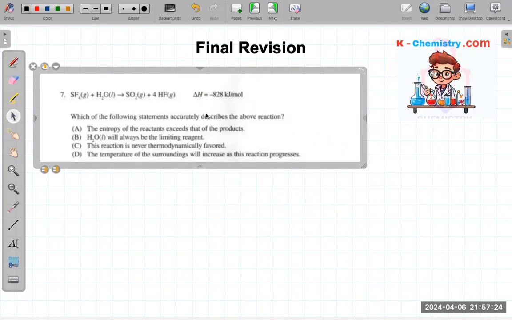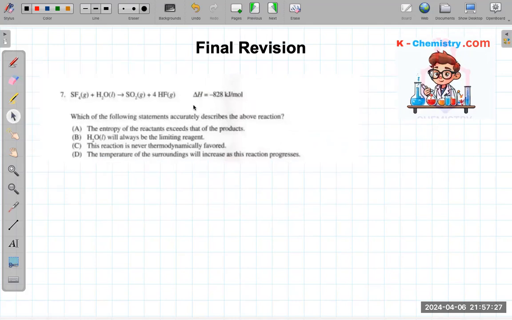Which of the following statements accurately describes the above reaction? The entropy of the reactants exceeds that of the products. This you want to say that the entropy has decreased. Let's see, this is a gas and this is a liquid and this is a gas and this is a gas. This means that the entropy has increased, of course, and you are saying that the reactants is more. So this is wrong. You are saying here that entropy decreased while we say it is increased.